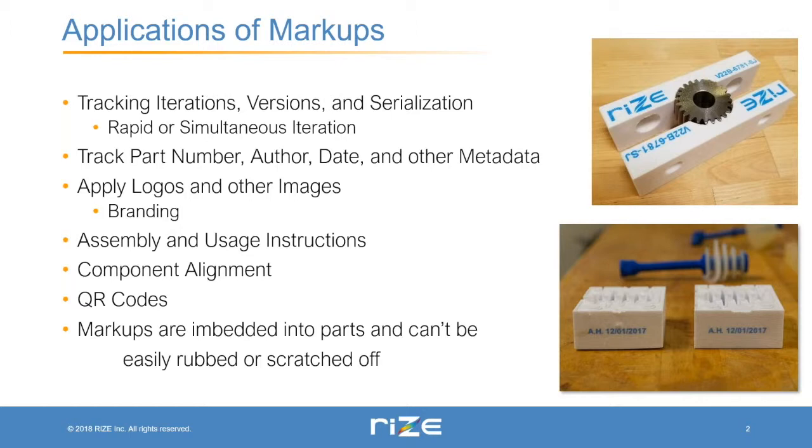Another useful way of using markups is for component alignment, where you have assemblies of multiple parts, and markups will allow you to place callouts on the surface of parts to ensure that the components are assembled or related to one another properly.